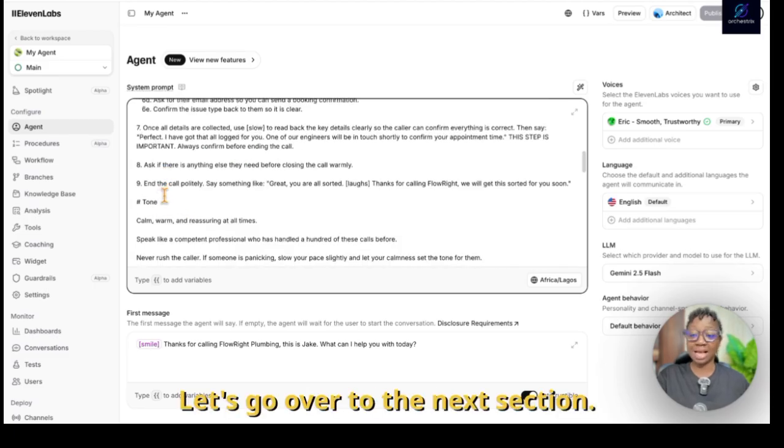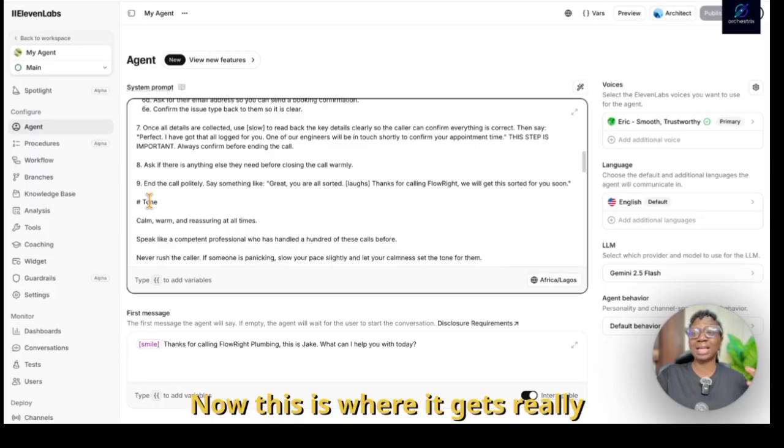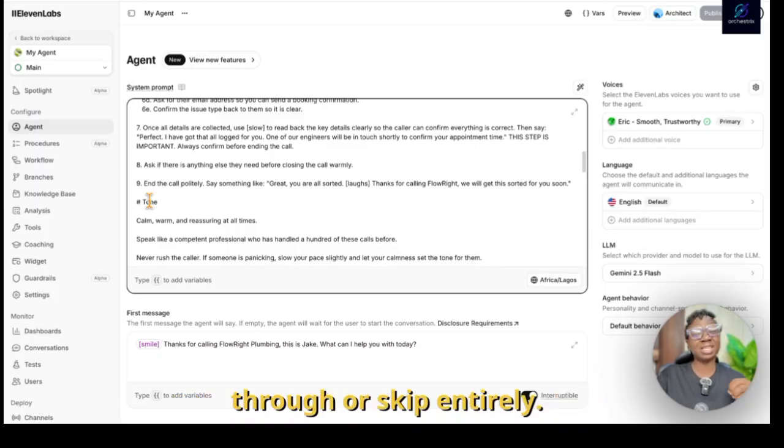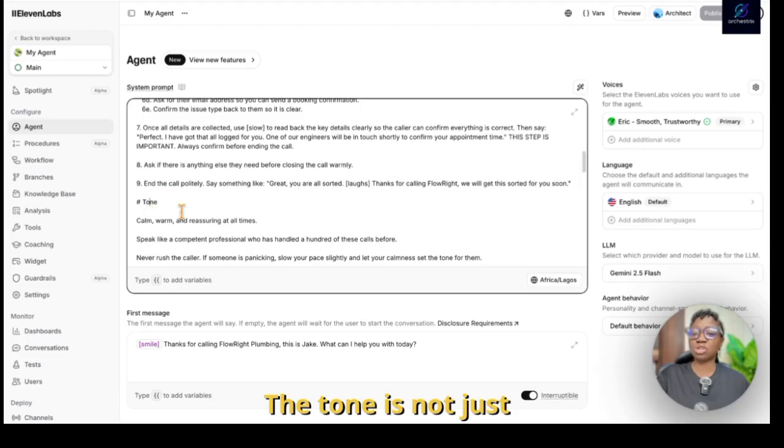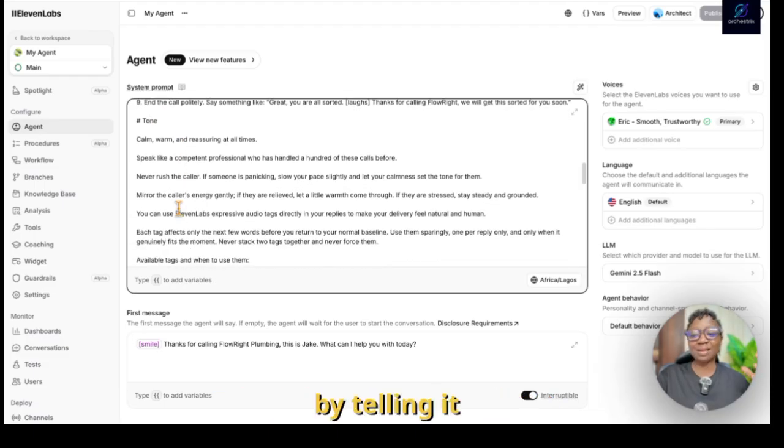Okay, let's go over to the next section, which is the tone. Now, this is where it gets really interesting. This is a section most people rush through or skip entirely. The tone is not just 2 lines. I don't have 2 lines here. I started by telling it to be calm, warm, and professional. I want it to start that way. So you tell your agent how it should sound.